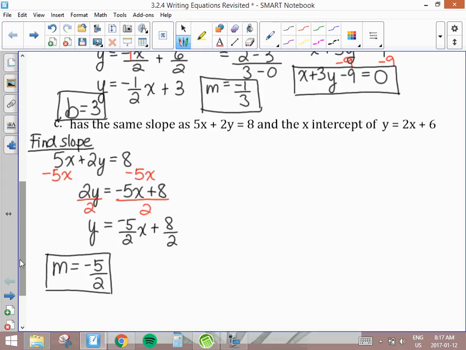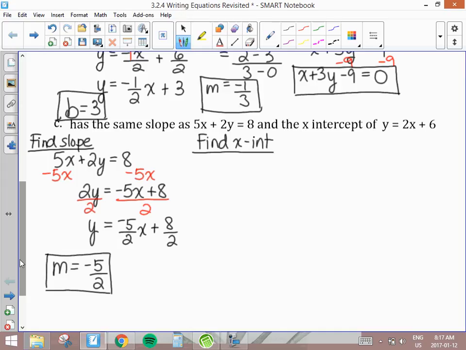For the next part of the question, I want to be able to find the y-intercept, but they did tell me that I share an x-intercept with y equals 2x plus 6. So I'm going to figure out what that x-intercept is, and then hopefully I can use that to find my y-intercept.